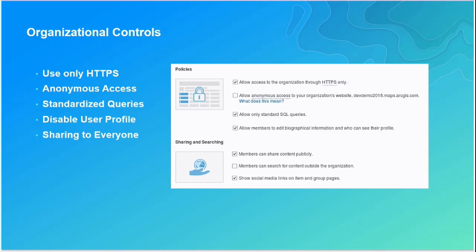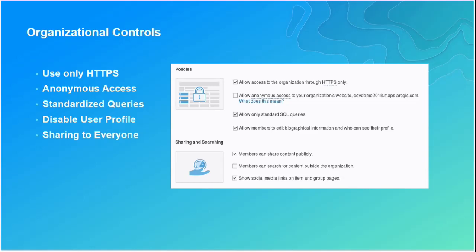Of course, it depends on the types of resources that the web apps are going to be accessing. If you know there's some resources out there that are available in HTTP only, then you'll have to uncheck this. But if you can enable HTTPS only, I'd highly recommend it for security's sake. Allow anonymous access. Again, like Andrea mentioned, if you want anonymous users to be able to access your content that you share with everyone, this is where you'd select that. Standardized queries.